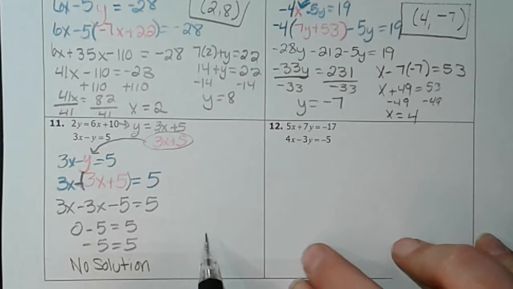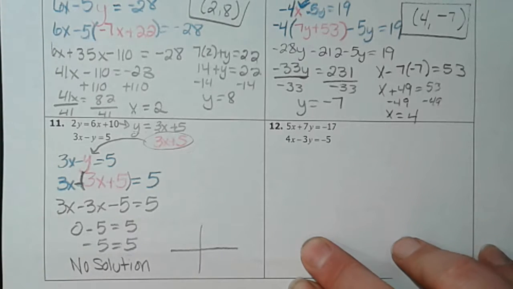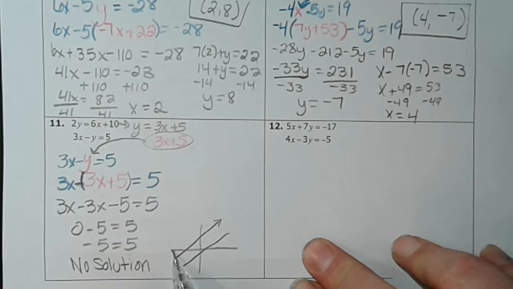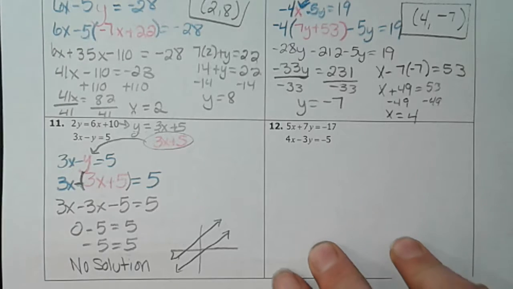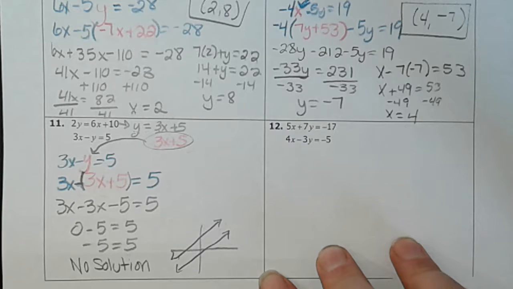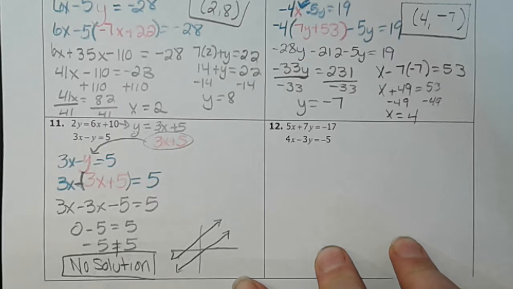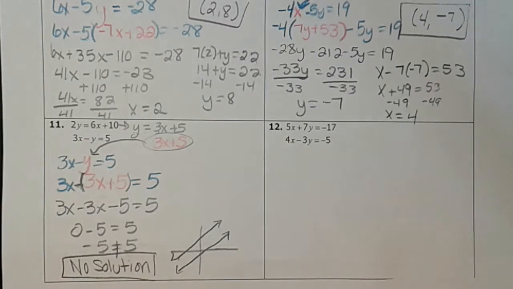And remember what that looks like on a graph. It would be two parallel lines that never meet. No solution is two lines that have the same slope, so they never touch, and one of them is just shifted down a little from the other. So this one has no solution because the answer that we came out to can never, ever work. Negative 5 never will equal 5.